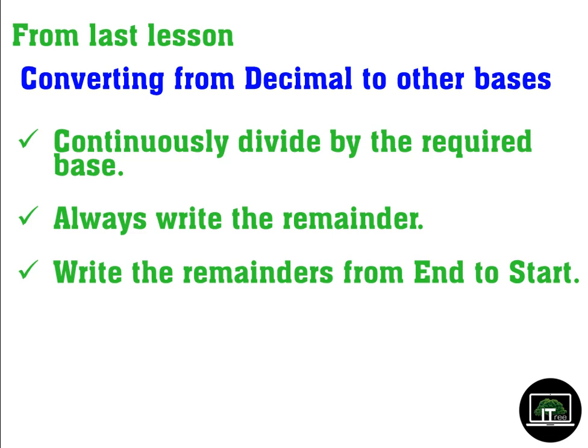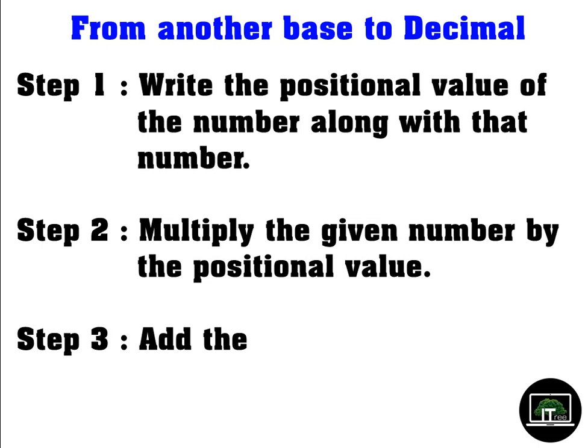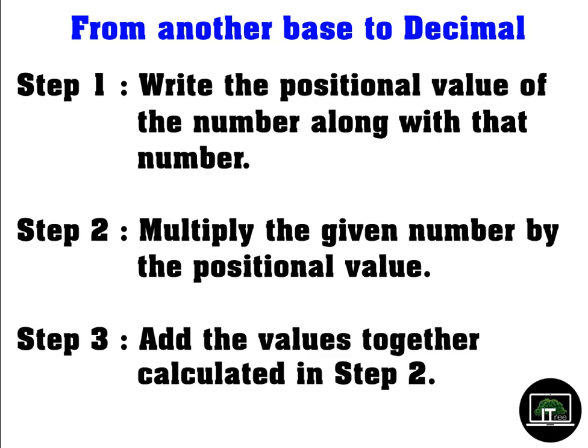Okay, today we will start our lesson. Today we are going to discuss how we can convert from another base to decimal. For example, how to convert a number from binary to decimal, octal to decimal, hexadecimal to decimal. The method is so simple. You write the positional value of those numbers in your number. You write the positional value relevant to the digits in your number.